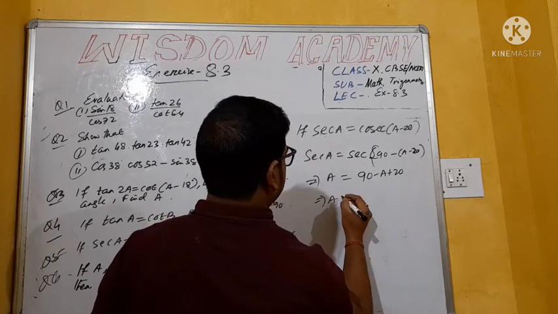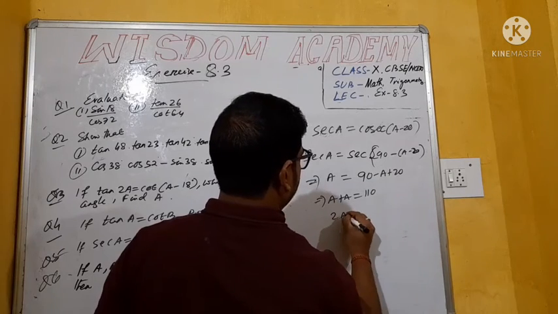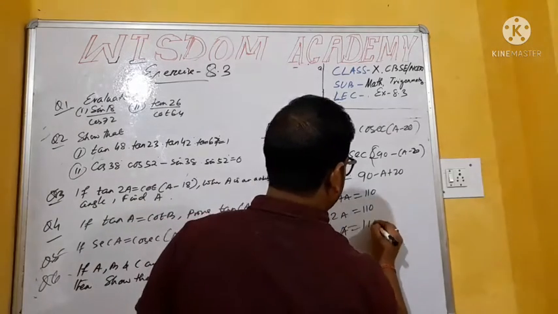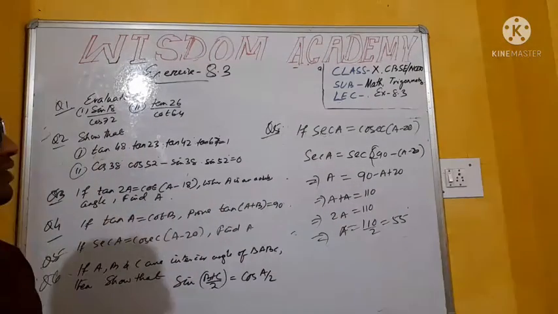Minus a takes side change. Plus a is 110, 2a is 110, a is 110 by 2, that is 55 degrees. Got my point? Take screenshot.